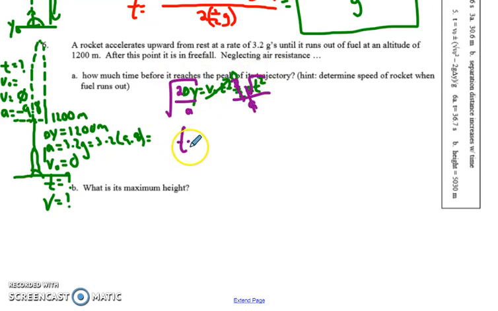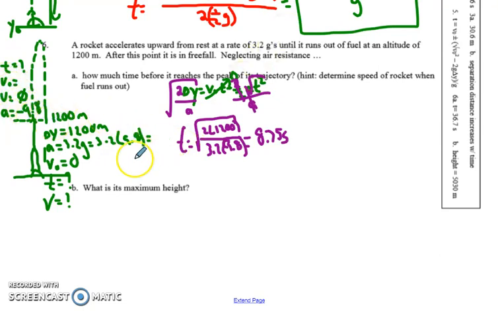So the time is equal to the square root of 2 times 1,200 divided by 3.2g, so that's 3.2 times 9.8. And so I got a time there of 8.75 seconds. So that is how long it takes to get to that altitude. So in order to figure out how long it then takes to stop, what I need to know is how fast it's going at that altitude.